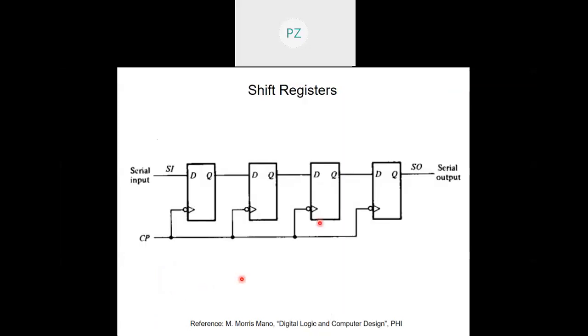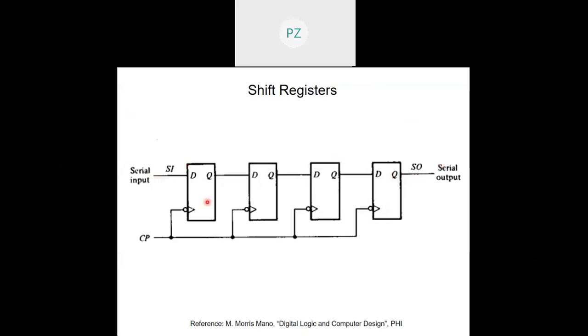What we do in circular is we feed this serial output back as serial input. It becomes a circular shift. So whatever is here will come to this one. Whatever is here will come to this one. And this data will come to this one. And whatever was here will get fed back to this serial input. So that is how you can also have circular shift, right or left, both.